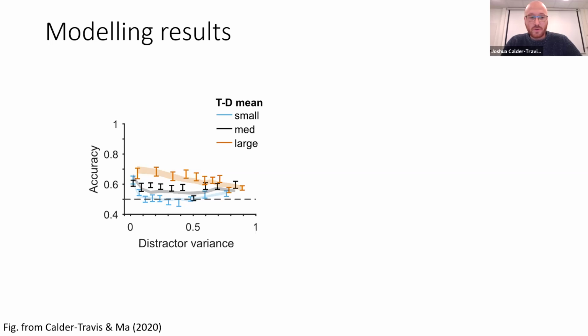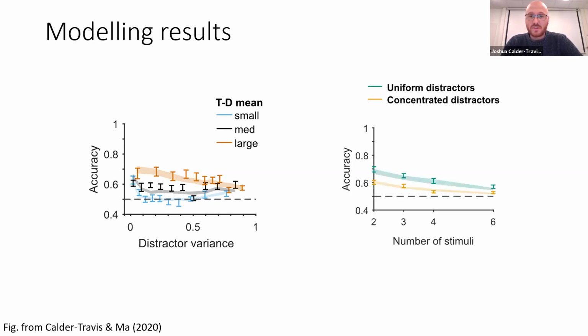In addition to asking whether the model could account for these tricky patterns, we also wanted to see if the model could account for these different distractor environments. Just starting at a very broad level, we looked at the relationship between accuracy and number of stimuli. That's shown on this plot on the right, with accuracy on the y-axis, number of stimuli on the x-axis, and in the two different colors, data from either the uniform distractor environment or the concentrated distractor environment. The Bayesian model accounted for the differences between these two conditions well.